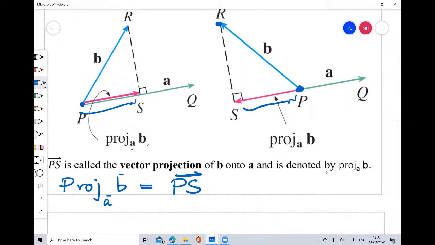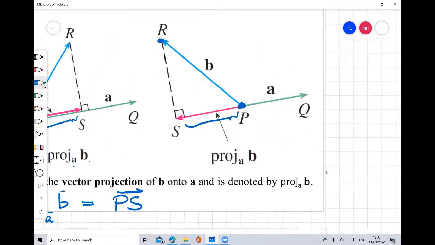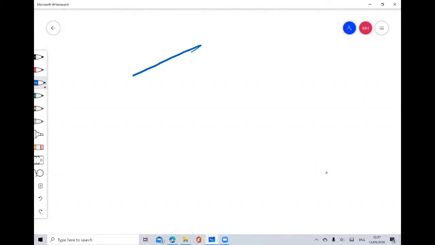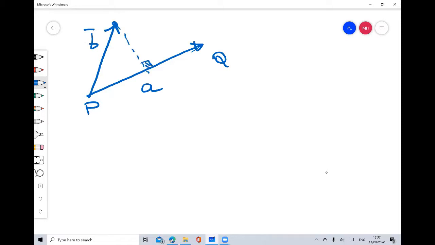Now, this is a vector. It has both magnitude and direction. If I care about the magnitude, I'll call this the scalar projection of B onto A. Let's draw the figure that represents this again together. If these are my two vectors, this is my vector A, which I want to project along. It's represented by the line segment PQ, and this is the vector B, the vector to be projected onto A, and this will be the perpendicular that I'm going to drop.